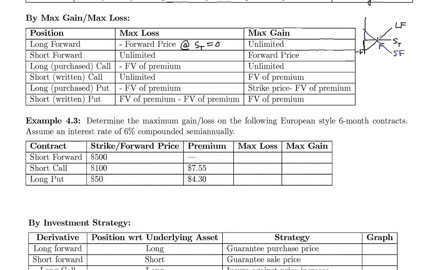Now, if the spot price goes to 0, if the market price goes to 0, then you could sell for the forward price something that's worthless. So that whole forward price that you get is gain. So that's your maximum gain, is the forward price. And this is at spot price of 0.